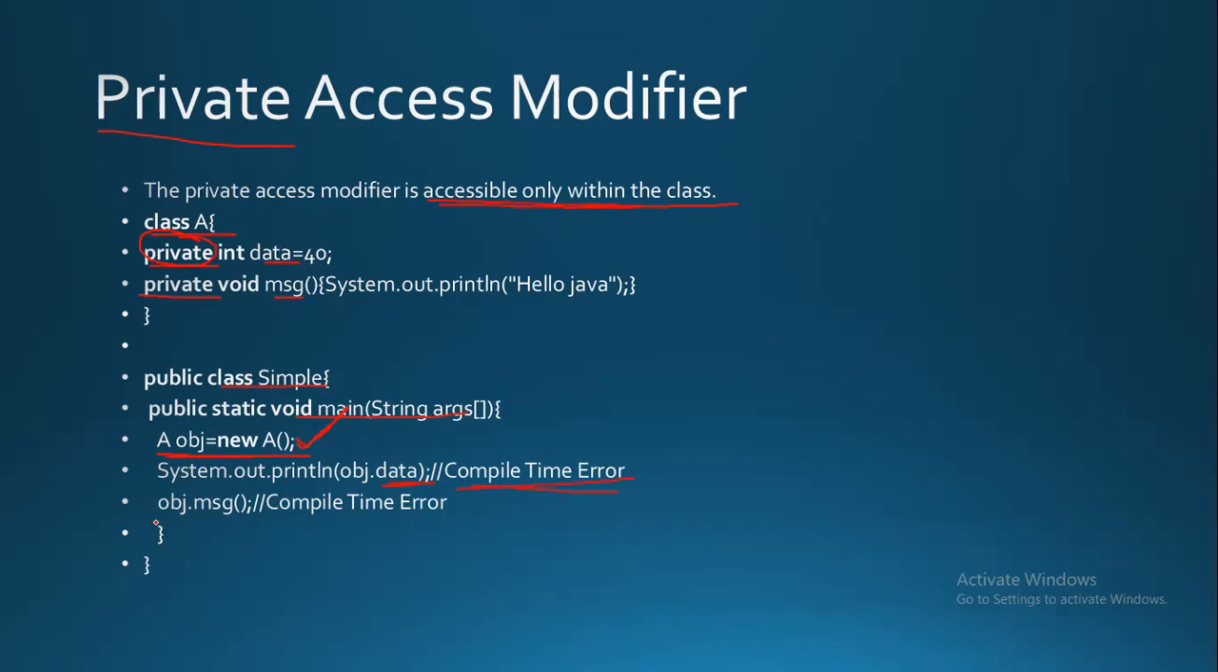The same goes with the next line here. We are trying to access this message method in class simple, but you cannot do it because the message method is private. And if it is private, outside the class A, you cannot access it. It's restricted within the class. Let's take a deeper look by taking an example and running it in Eclipse and see how it works.